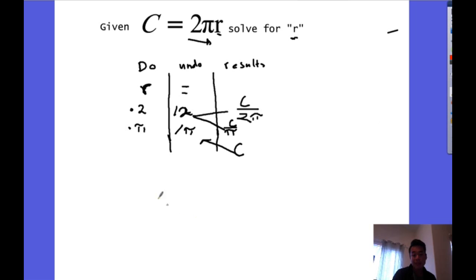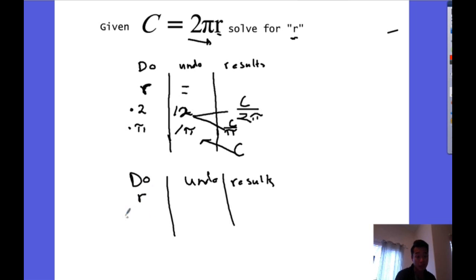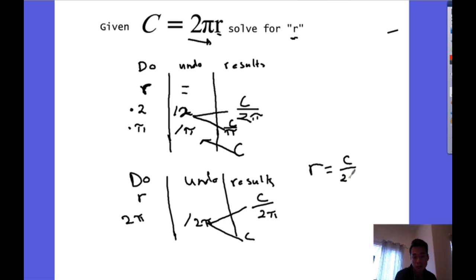Okay, so technically if you wanted to, you could have just done, here's my do, here's my undo, here's my results. Okay, here's my columns, here's the radius. First thing I notice is that it's all multiplying. It's all multiplying by 2 pi r, so 2 pi. So here's my circumference. The fastest way, as you get used to this, knowing that it's all associative property multiplication here, the inverse of that, you just divide both sides by 2 pi. And that is circumference over 2 pi. So radius is equal to circumference over 2 pi.